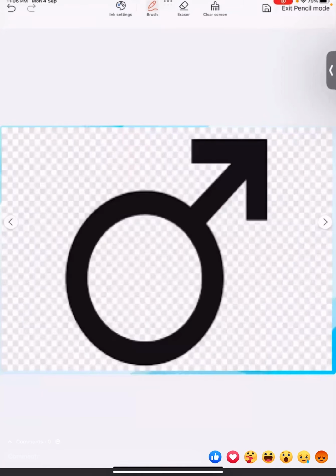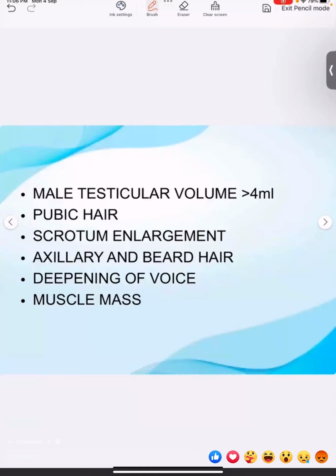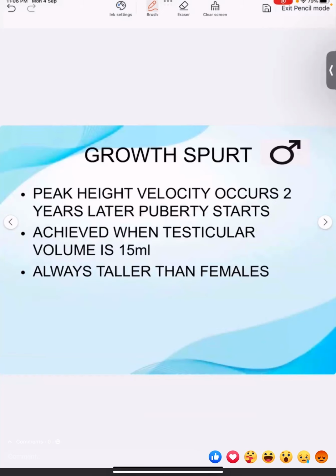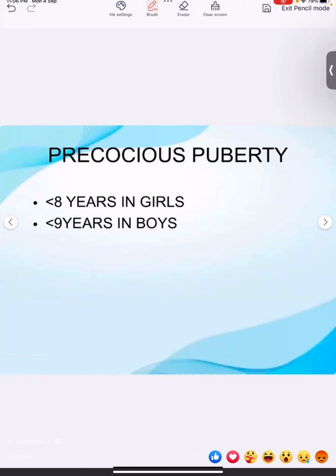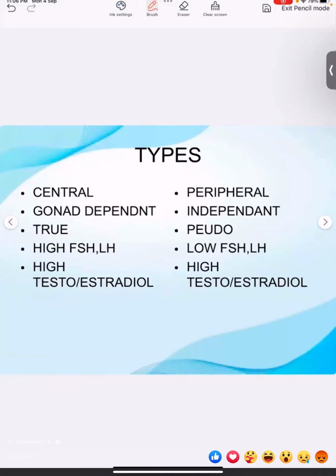Okay, so this is the main thing you want to ask me: the clinical scenarios. Any male who comes with testicular volume more than 4 ml before 9 years has precocious puberty. We will not talk about this further. This is the age. What are the types? Central and peripheral. Central may be isosexual. Central means a normal pattern of puberty that is present before 8 years.